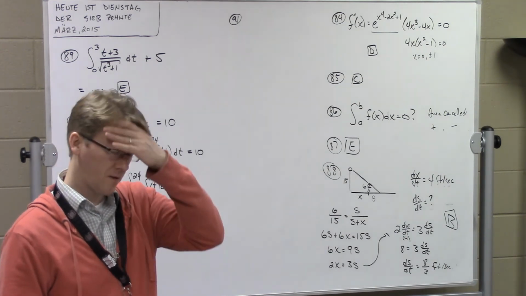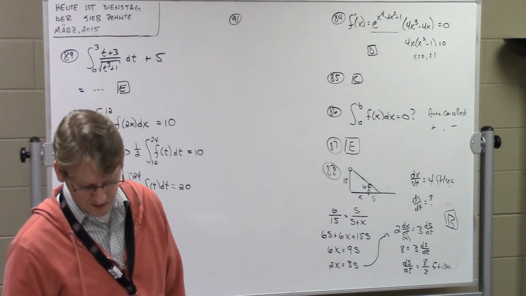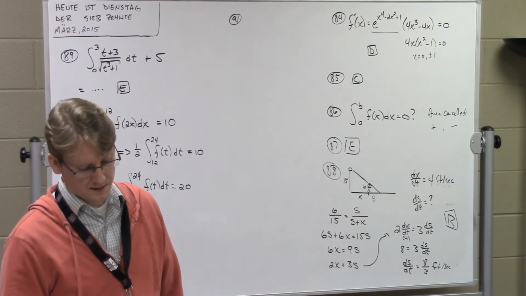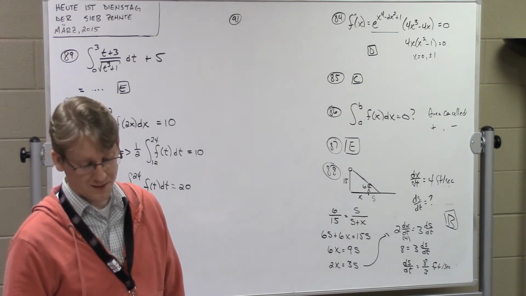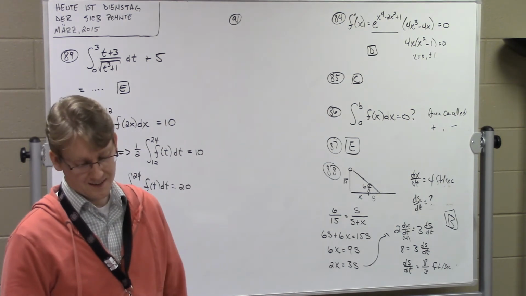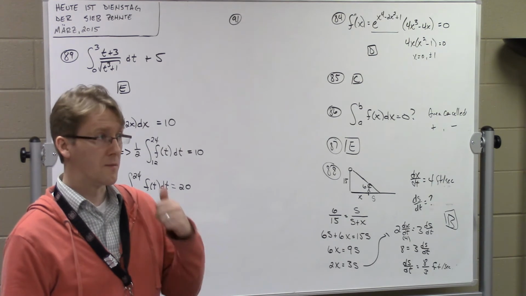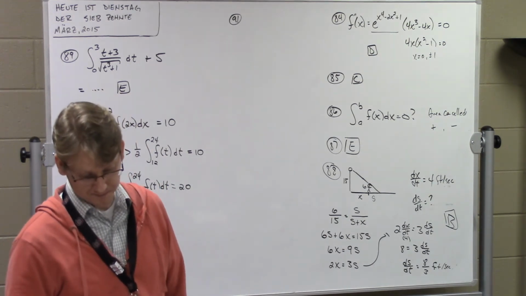Okay, this is f prime. Did they say anything about it being continuous? Yes, they did. You see the word polynomial? That implies continuous and differentiable. So if it's a polynomial, the intermediate value theorem is going to apply and the mean value theorem is going to apply.